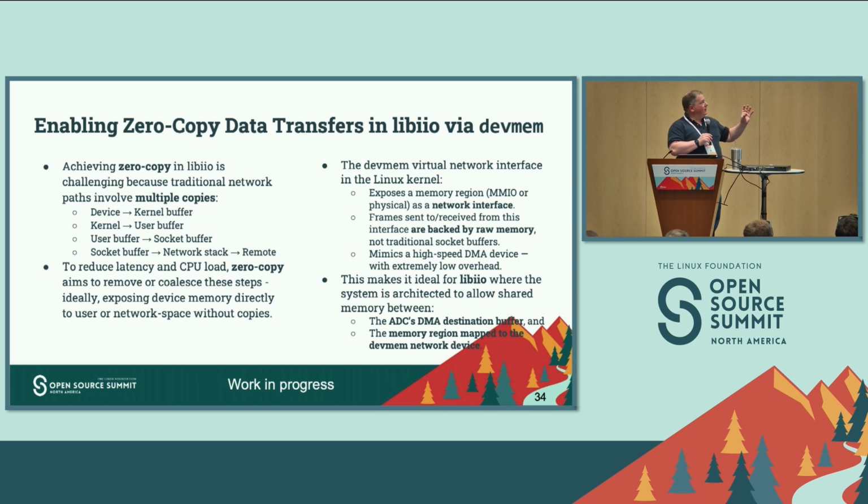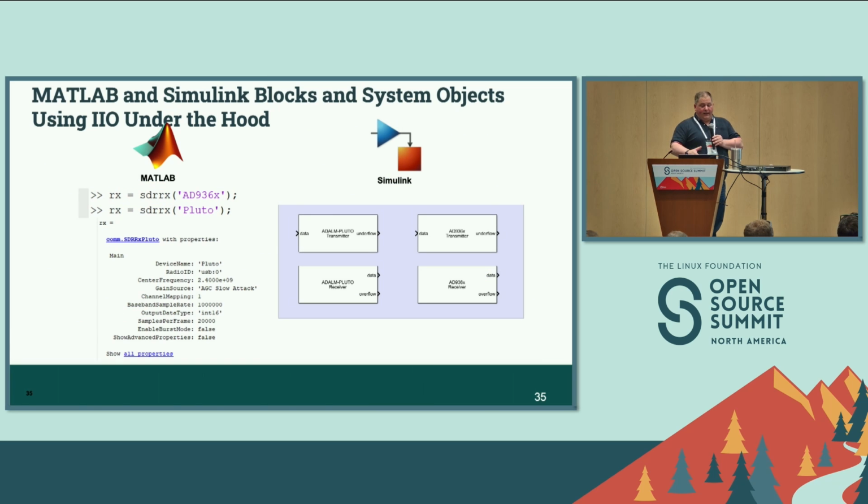And ADI is using this right now for some higher speed devices, even at the 40 gig Ethernet kinds of interfaces for their higher end converters. And again, MATLAB and Simulink blocks use libIIO under the hood for a lot of these different pieces. So when you communicate to these radios, it's really just SDRRX and then tell it what device it is, like Pluto, which is what this one is, and then Simulink does similar kinds of things.